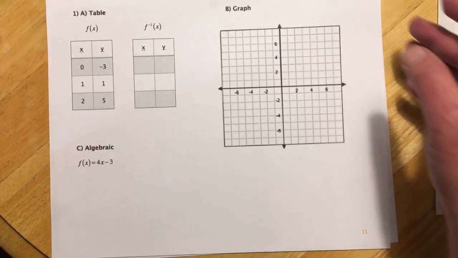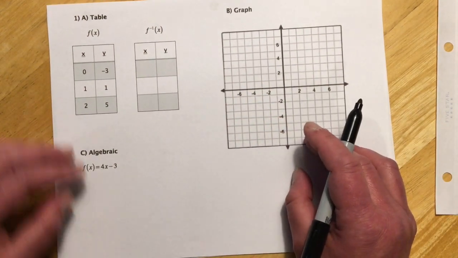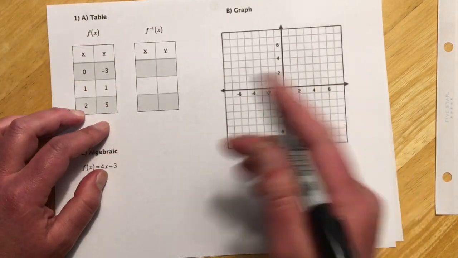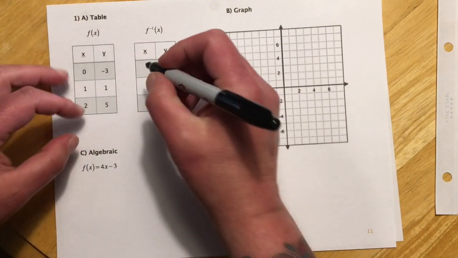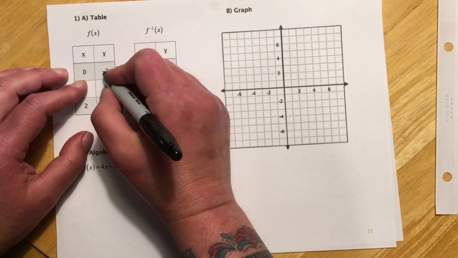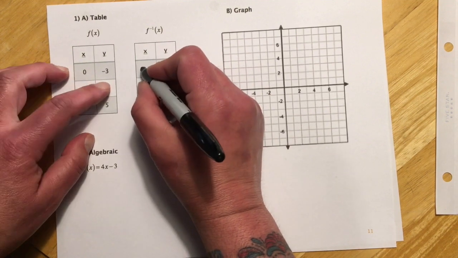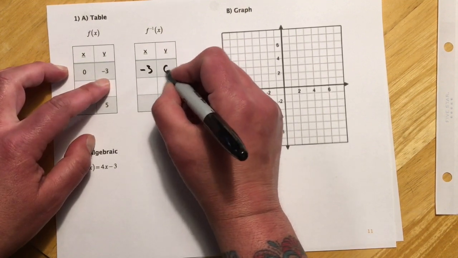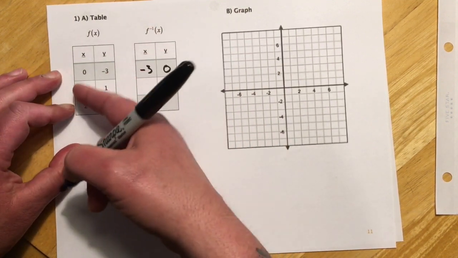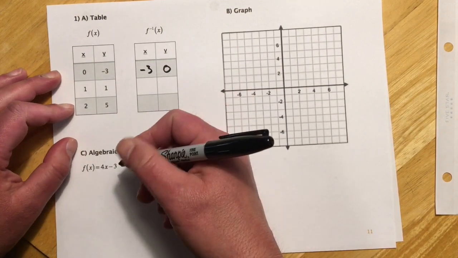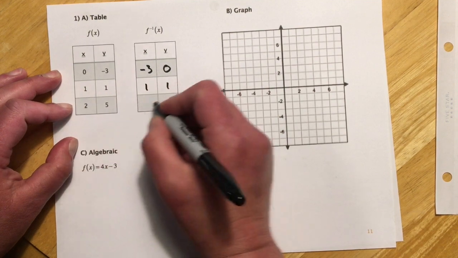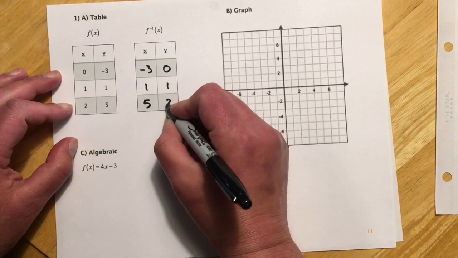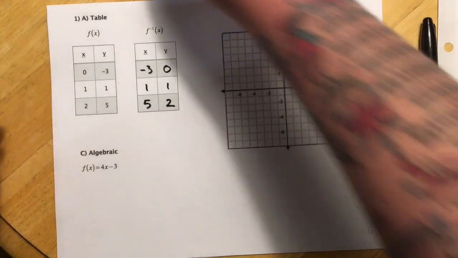So first I'm going to go through 3 ways of looking at an inverse. If we were given a table like this, the inverse is the reverse of the x's and y's. So if the original function has 0, -3, the inverse has to have -3, 0. Because then, again, they do and then undo each other. 1, 1, so that's still 1, 1. 2, 5, so that would be 5, 2.